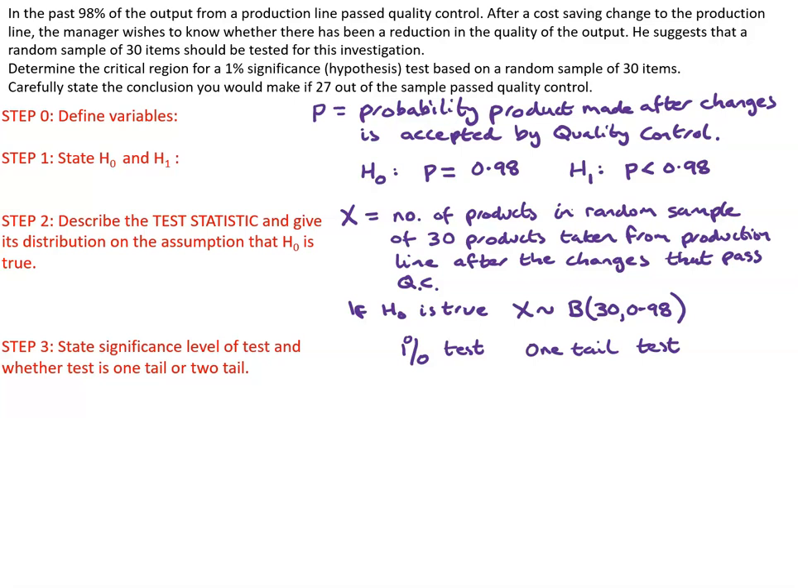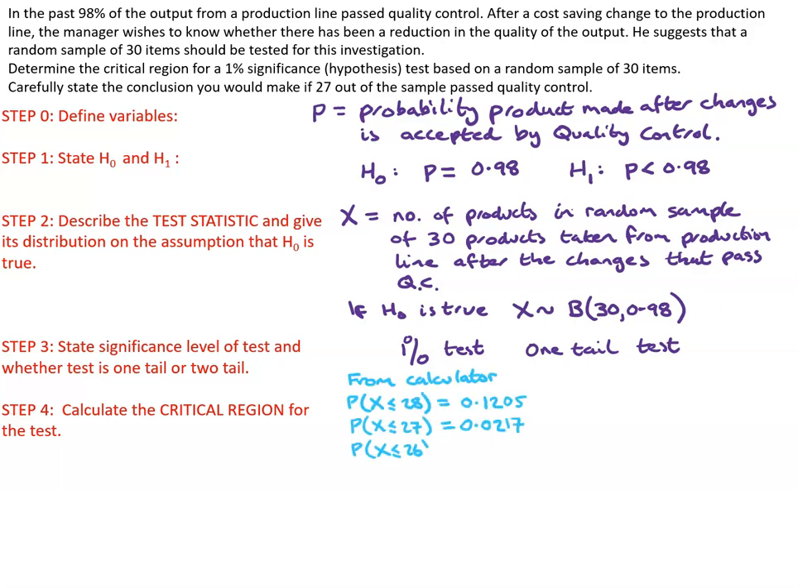So we must now calculate the critical region for the test, and the critical region will be a tail to the left whose probability is less than 0.01. From our calculator, or from tables if you've got them available, and you probably haven't got tables available for n equals 30 and p equals 0.98, so we'll need to use the calculator.